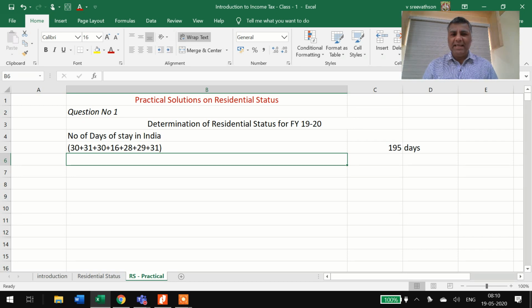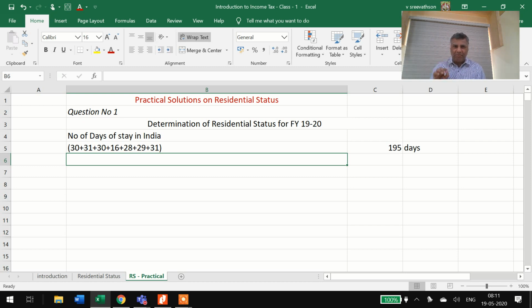Deepti, is he satisfying the first basic condition? Yes, sir, more than 182 days. Let us go to the additional conditions. Two out of the past 10 years, he should be in India. He is living here in India from 1997. Is he satisfying that? Yes. He should be in India for 730 days or more in the 7 years preceding 1920. Is he satisfying that? Yes, sir, because from 1997.